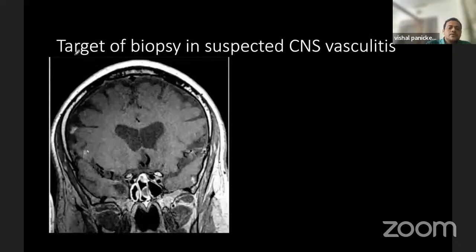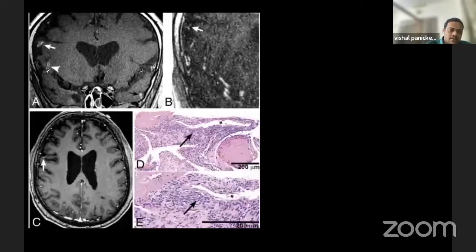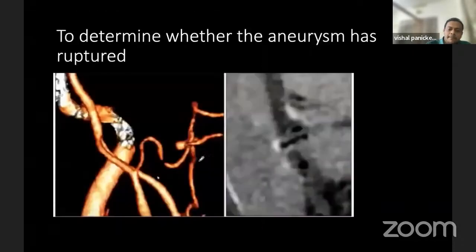It can also be used as a target for biopsy in suspected CNS vasculitis. This is a patient with CNS vasculitis, and here there is a venular hyperintensity on vessel wall imaging, and this patient underwent biopsy from the targeted site, which was suggestive of vasculitis. There will be intramural inflammatory cell involvement, and this can lead to a gold standard diagnosis by biopsy.